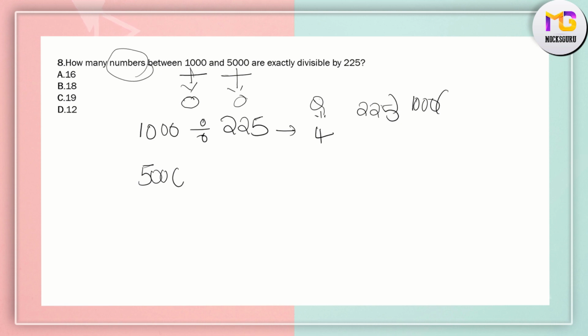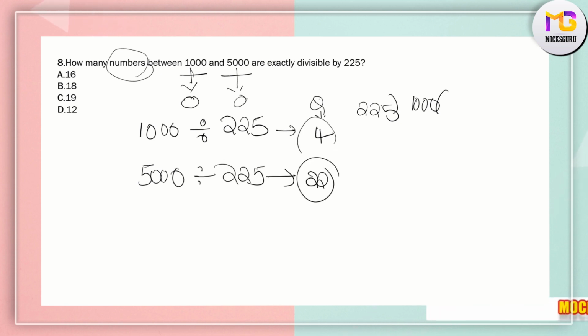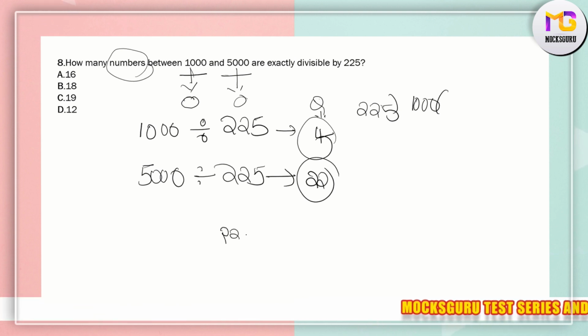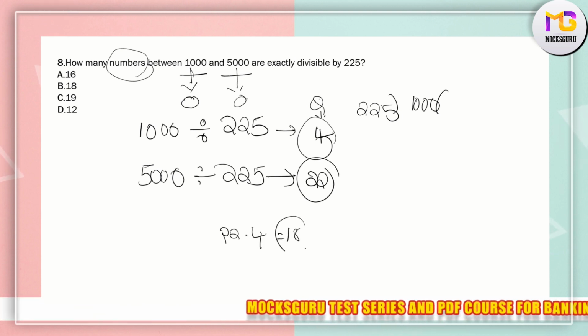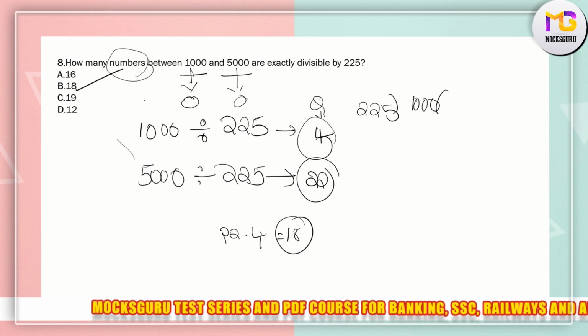When 5000 is divided by 225, we will get the quotient 22. So by subtracting these two, 22 minus 4, we get 18. So the answer is 18. Option B is the answer. Move to the next question.